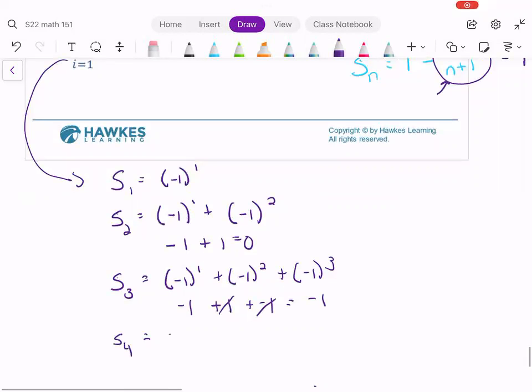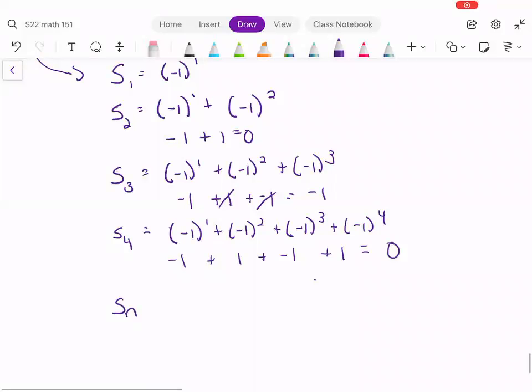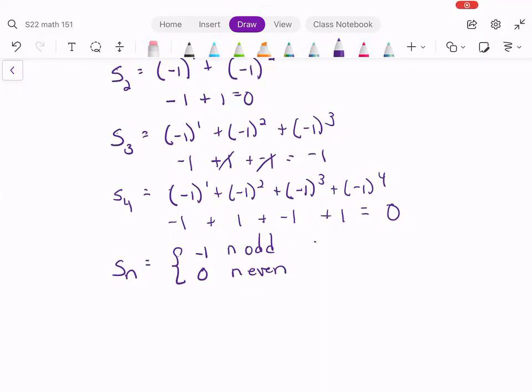S sub 4, I think you'll recognize quickly, becomes -1 to the first, -1 squared, -1 cubed, -1 to the fourth, which gives us -1 plus 1 plus -1 plus 1, which comes out to 0. And so we can see that our series can be written as -1 or 0. It's -1 if n is odd, and 0 if n is even. Thus, it does not approach a single value or a fixed number as n gets very large, and it instead oscillates between -1 and 0, and we say that the series diverges.